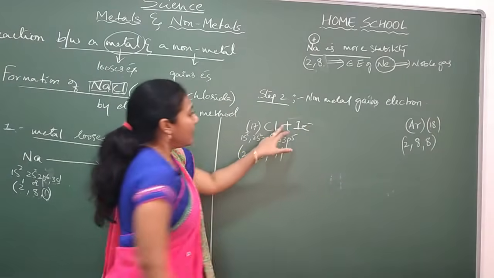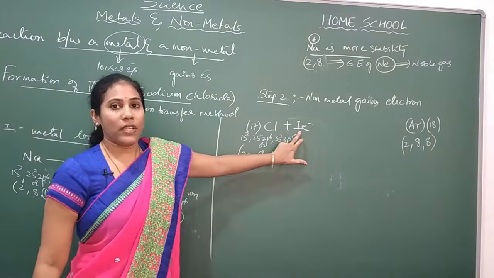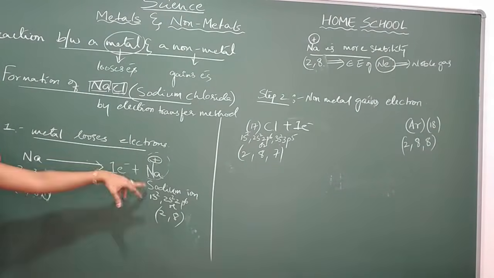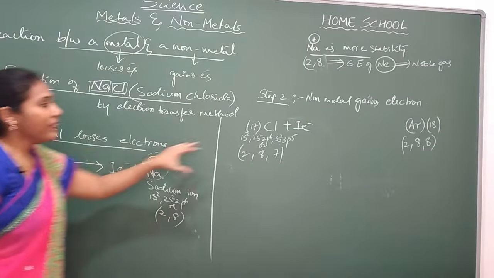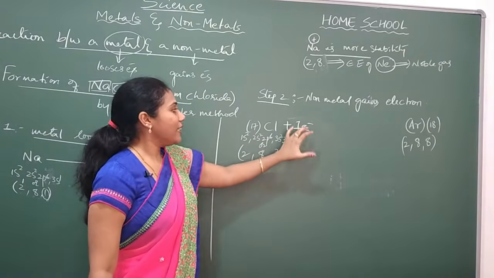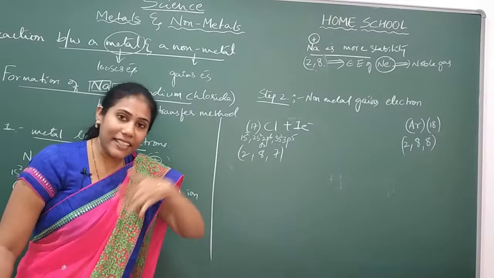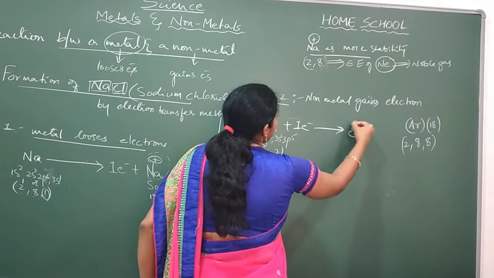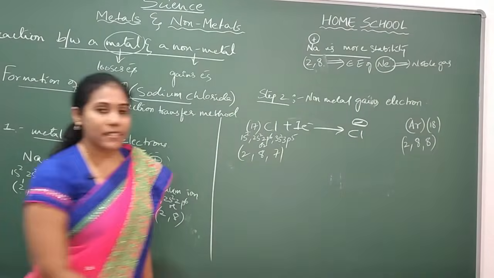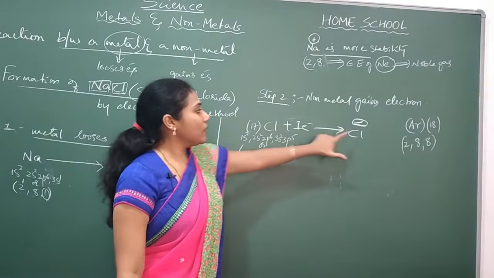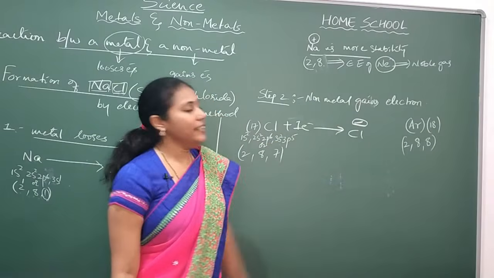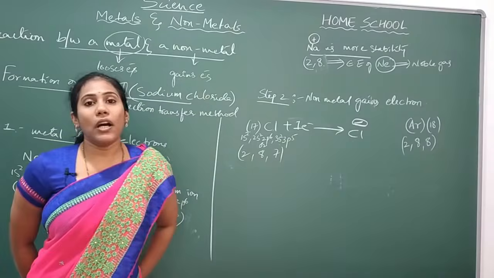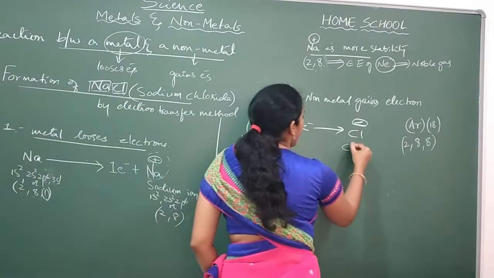That means on the left side you have to write plus 1 electron. Whenever some element is losing an electron, you indicate it on the right side. Whenever an element is gaining electrons, you have to indicate them on the left side, the reactant side. So after gaining one electron, our Cl is becoming Cl minus. Gaining of electrons is indicated with the sign minus. This is now called chloride ion. What do you call it? Chloride.